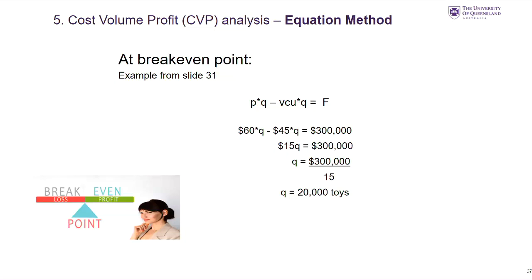So we can solve this. 60 less 45 is 15Q, and then we just divide our fixed costs by the 15. So the break-even point is 20,000 toys. We have to sell 20,000 toys before we start making a profit. That's important information for managers.